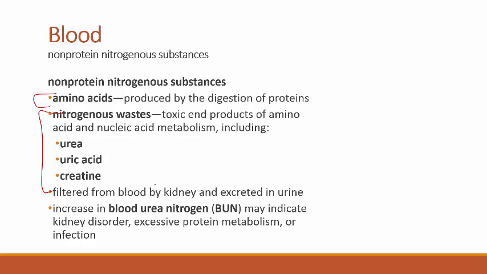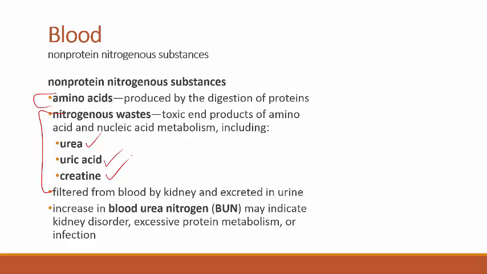These are the toxic end products of metabolizing amino acids and nucleic acids, and they include urea, uric acid, and creatine. So all three of these, we don't want them in high volumes in the blood. So that's the job of the kidneys, is to filter them away.